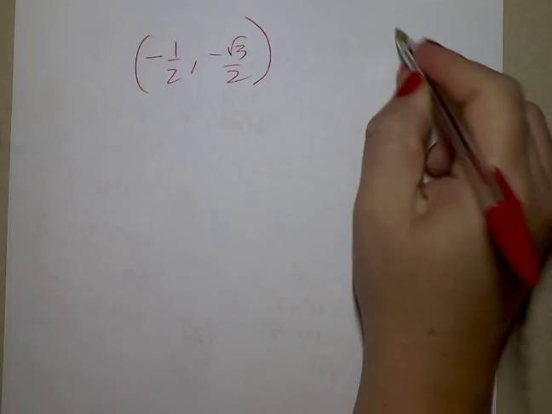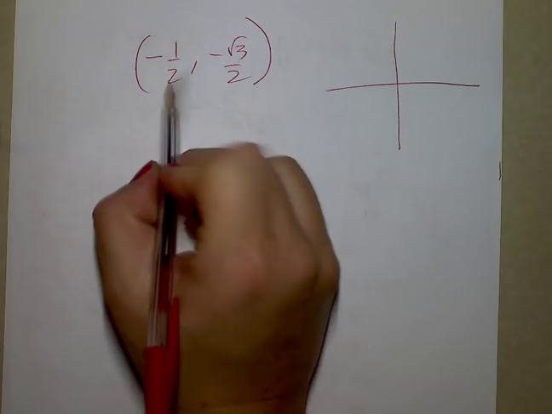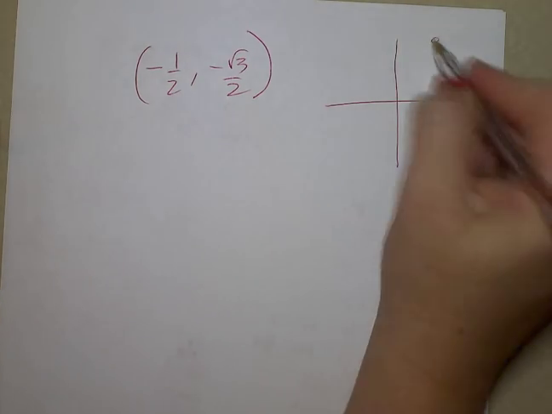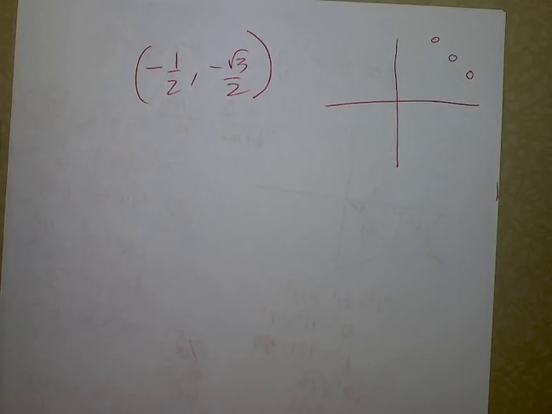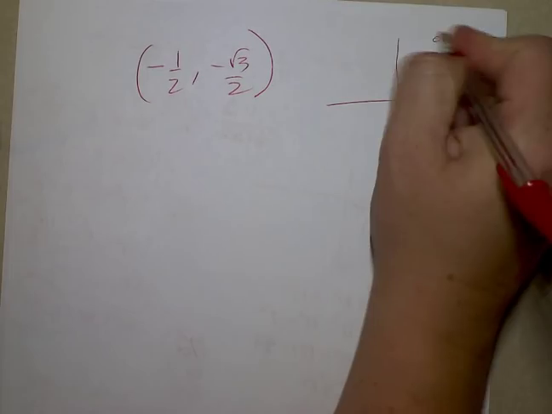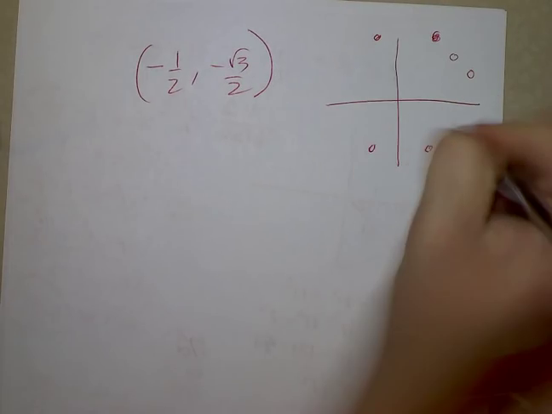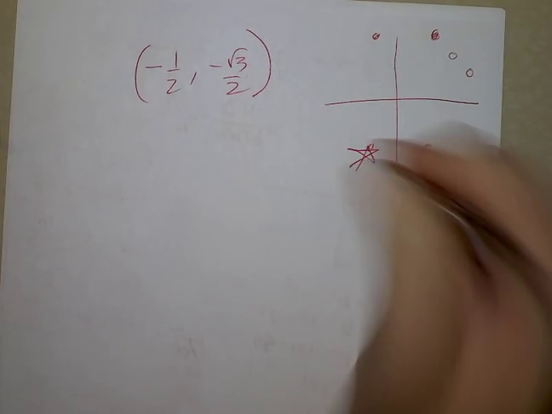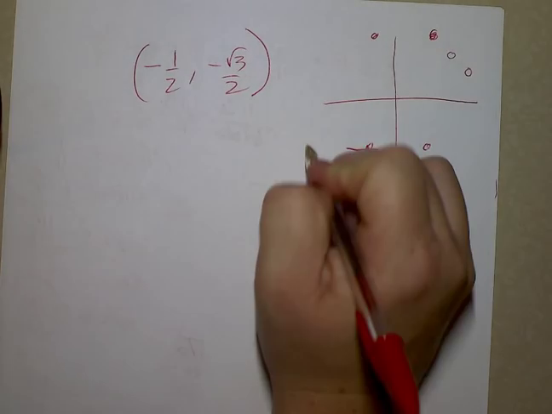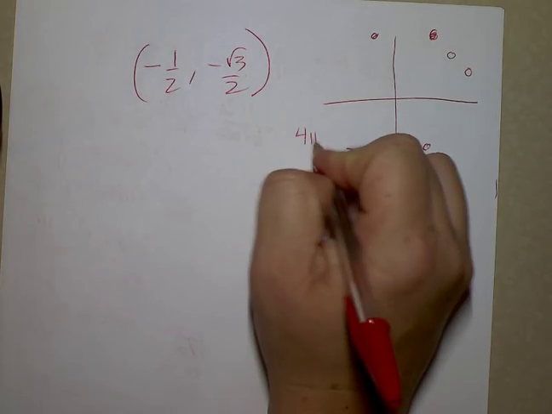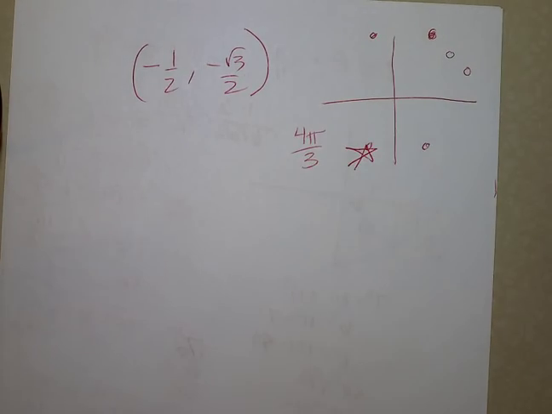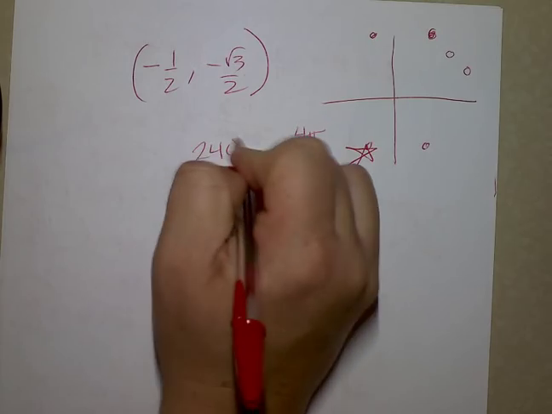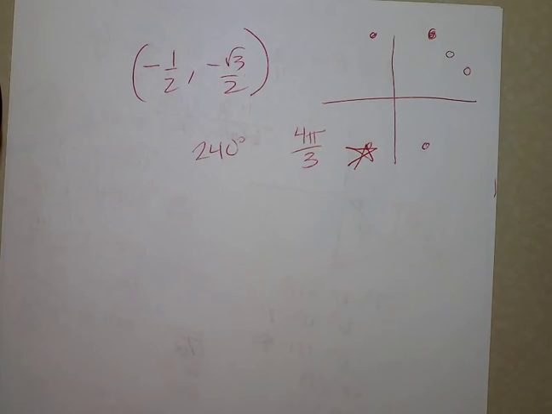Personally, I would look back to your unit circle. Is this a 30, a 45, or 60 degree reference angle? I know it's here, here, here, or here. Because they're both negative, it's down here. Your 2 answers would be 4 pi over 3. What would be another acceptable answer? 240 degrees. If it doesn't say which one you have to give, I'm accepting of either one.